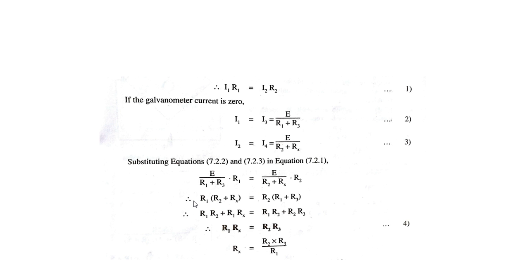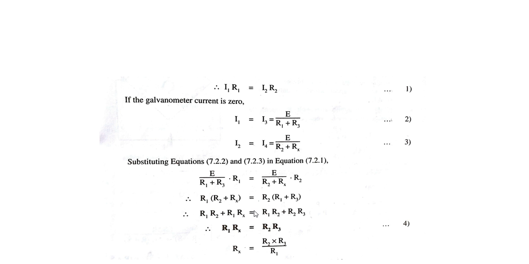Here we will get the equation like this: R1 in bracket R2 plus Rx is equal to R2 in bracket R1 plus R3. Okay, so here what we have done, keep this in your mind, that E is removed now and cross multiplication is done over here. So we will get the values like this. If you multiply this inside, you will get R1 R2 plus R1 Rx is equal to R1 R2 plus R2 R3.